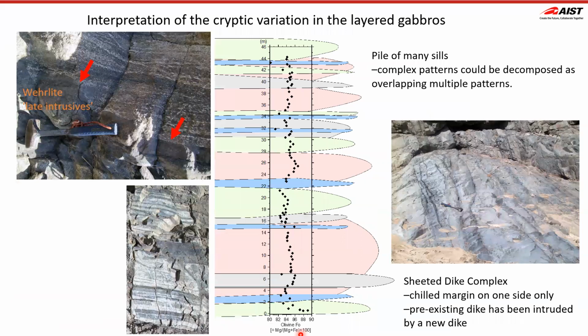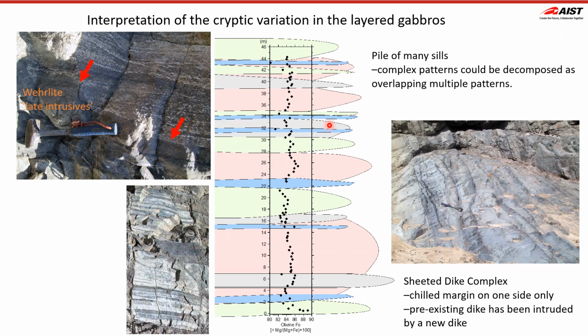So the complex cryptic variation of layered gabbros in the study area most likely shows a pile of many sills. Smooth trends using thick layers correspond to flow differentiation patterns. In particular, this type of parabolic trend would be formed by a parabolic density gradient of parental magma. On the other hand, a sudden large change of mineral compositions like this clearly indicates sill-like intrusion of a different stage of differentiation.